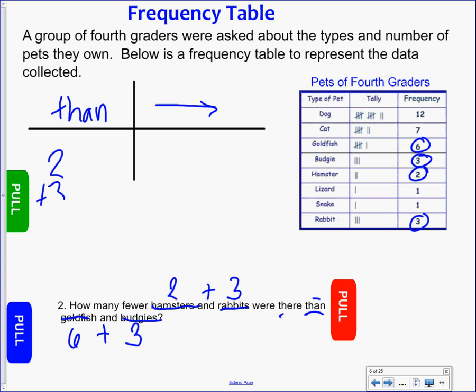2 plus 3 equals 5. 6 plus 3 equals 9. And then we're comparing those two numbers. So 9 minus 5 equals 4. So there's 4 fewer hamsters and rabbits.